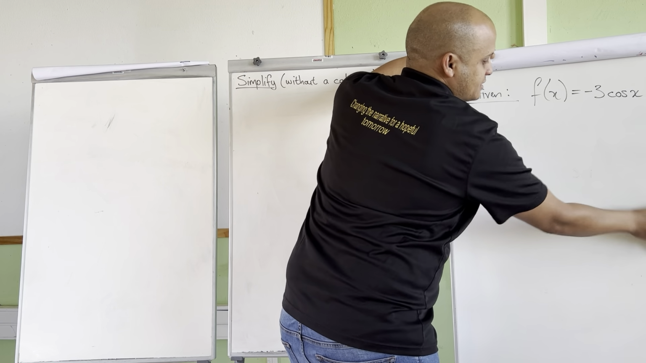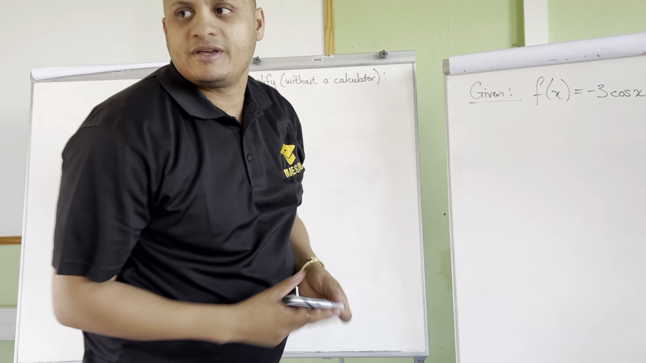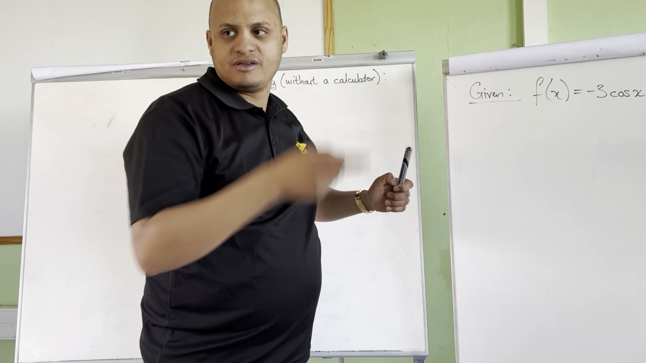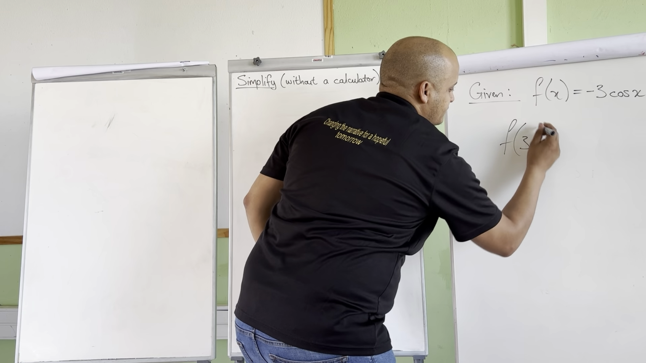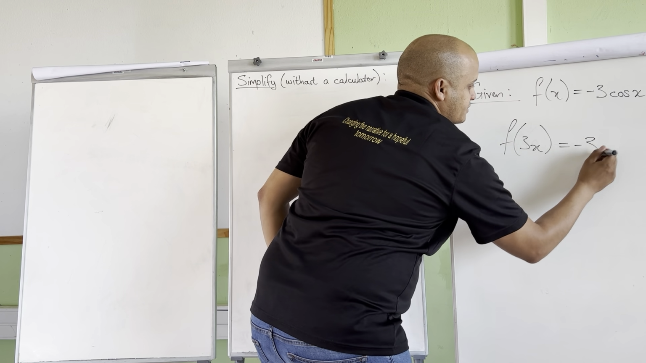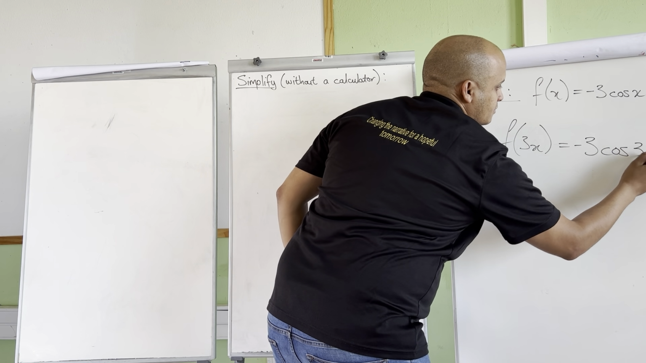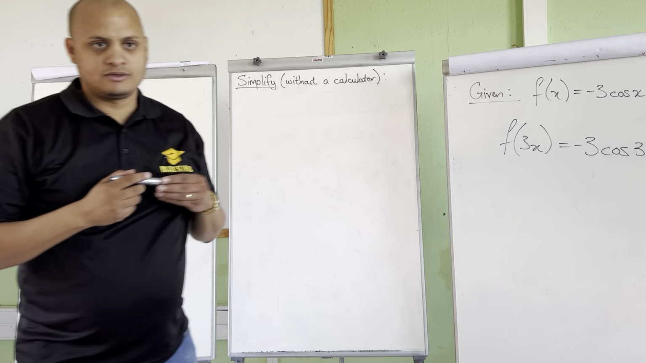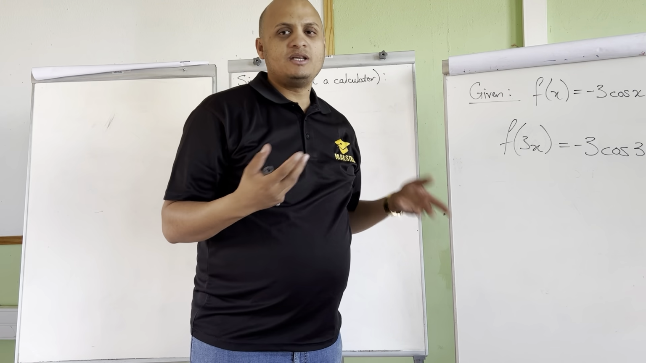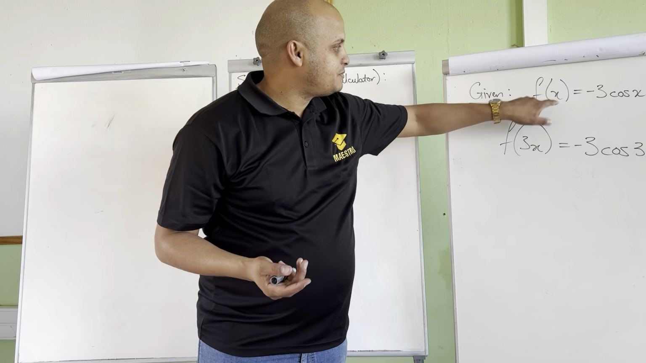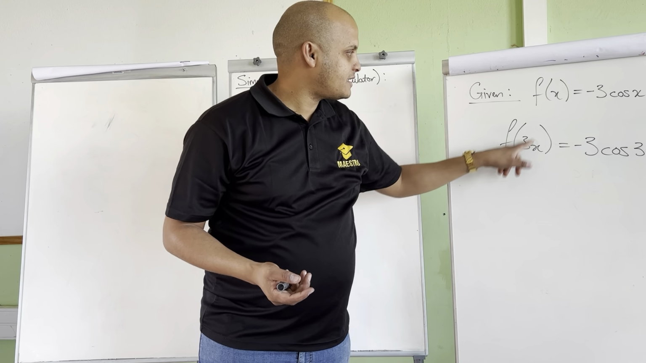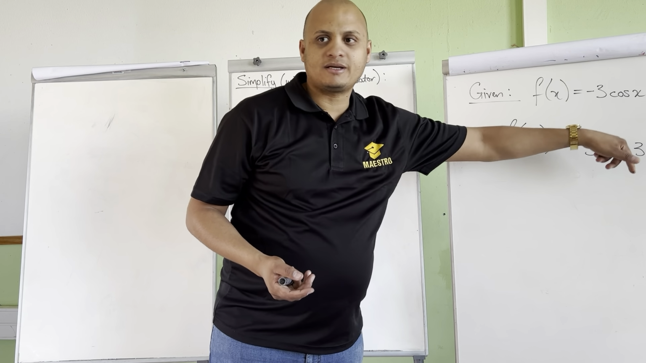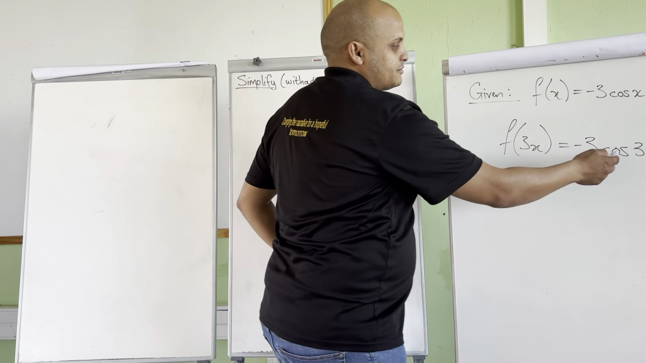So, in other words, if I ask you what is f of 3x, it means I must substitute 3x in the function. So f of 3x is equal to minus 3 cos of 3x. Do you see how that works? So this is input-output values. I input stuff in here, and it kicks out whatever's on that side. So I input 3x, so wherever there's an x, I must put 3x. So my function changes to cos of 3x.